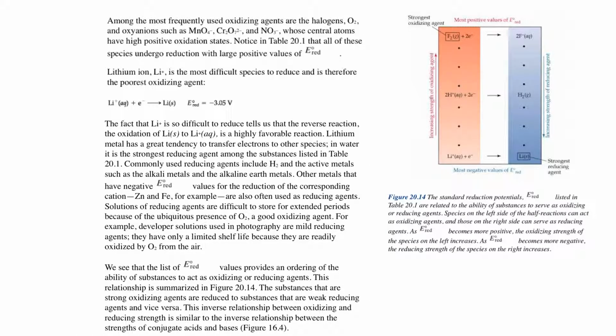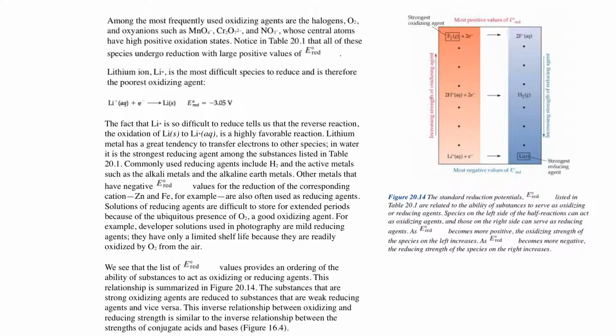Among the most frequently used oxidizing agents are the halogens, oxygen, and oxyanions of manganese, chromium (chromate), and nitrogen (nitrate), whose central atoms have high positive oxidation states. Notice that in Table 20.1, all of these species undergo reduction with large positive values of standard reduction potential. Lithium ion is the most difficult species to reduce and is therefore the poorest oxidizing agent.